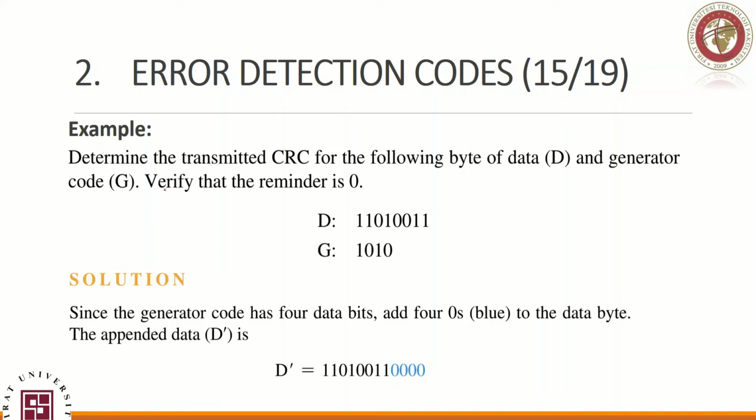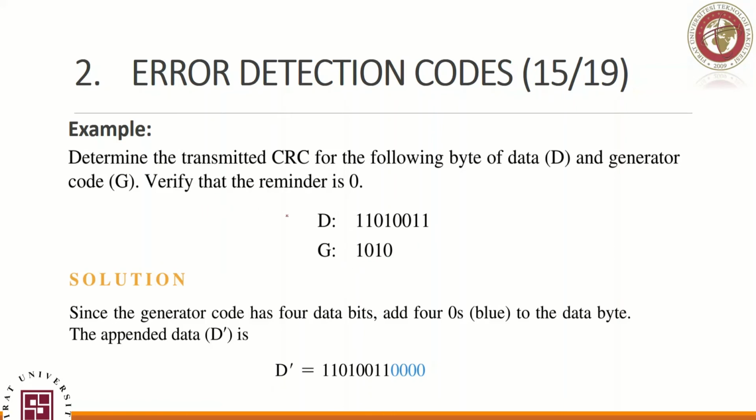Now look at the example. Determine the transmitted CRC for the following byte of data. Byte, 8 bits. We refer to this data as a message D, and the generator is also given to you. Data message is given, and the generator is also given. Now look at the message, it's a byte, and the generator is 4-bit. Now it doesn't matter, it may be 3, it may be 5, it may be 8, 1 byte. So do not be surprised if I change this one in length when I ask you questions about it.